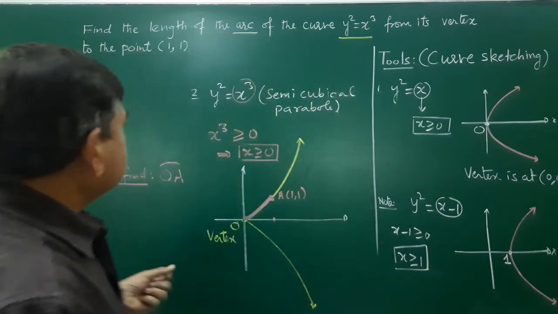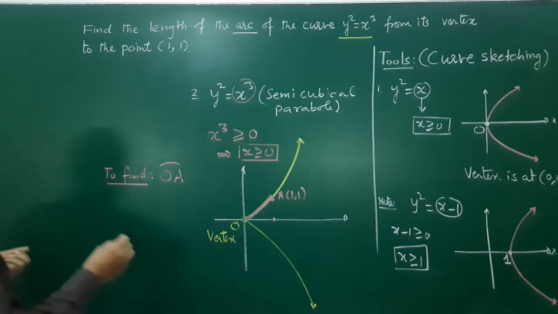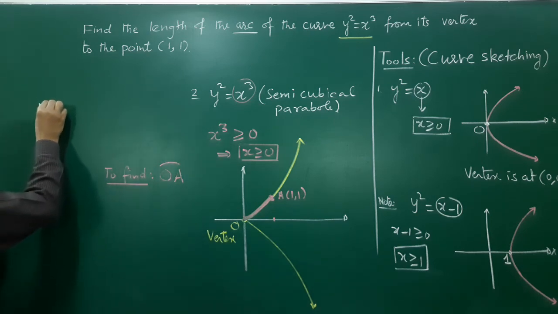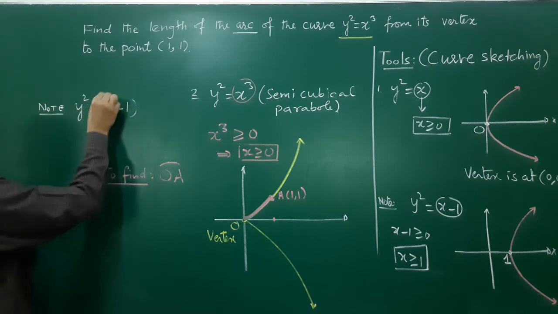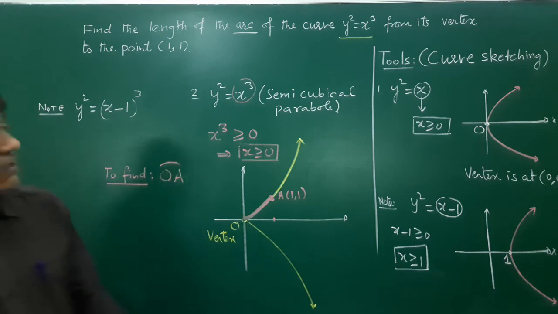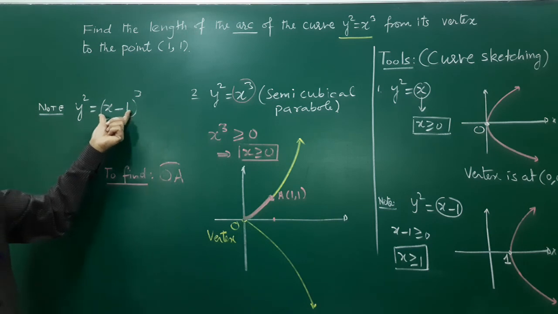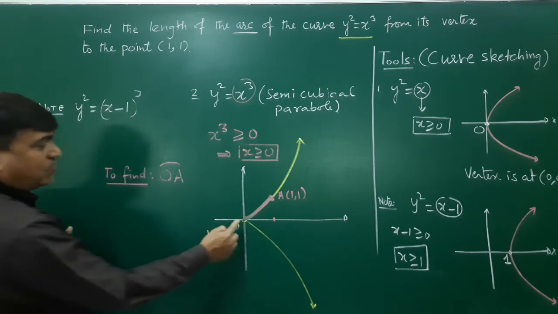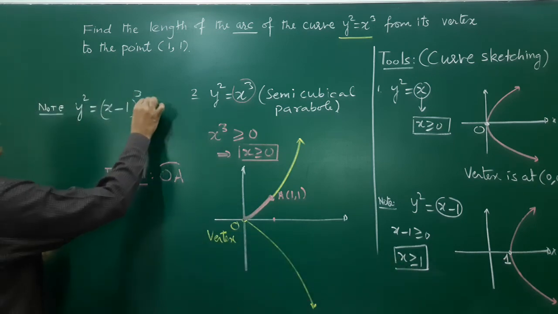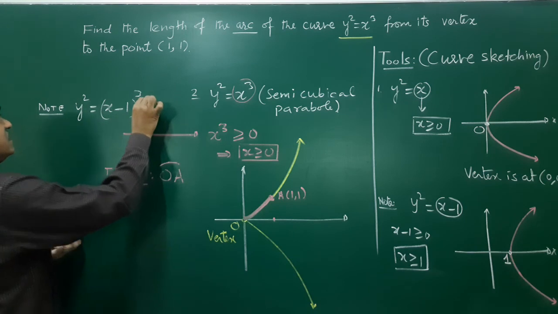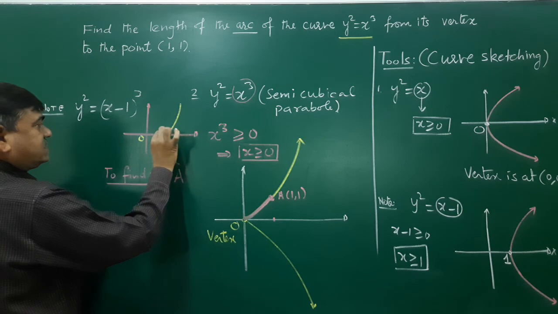Something more, instead of y square equals to x cubed, suppose I write y square equals to x minus 1 whole cube. Then as usual, this must be positive. Now this is 0 at 1, so this point is shifted to 1, 0. So the graph of this will be, this is the origin, here it is 1, so the graph is like this.